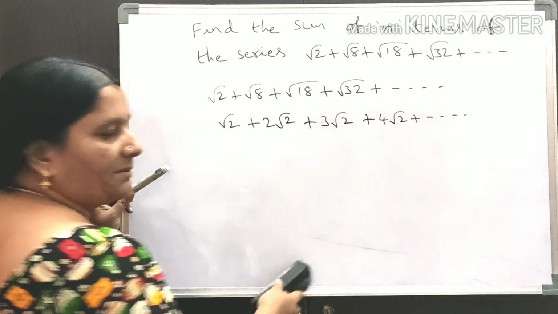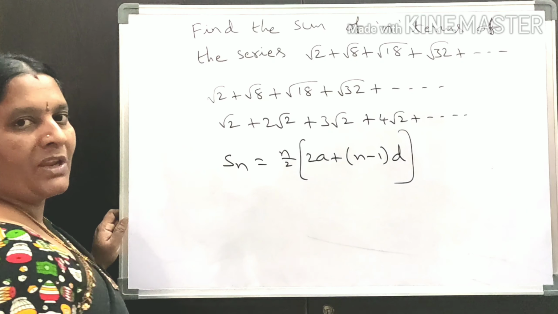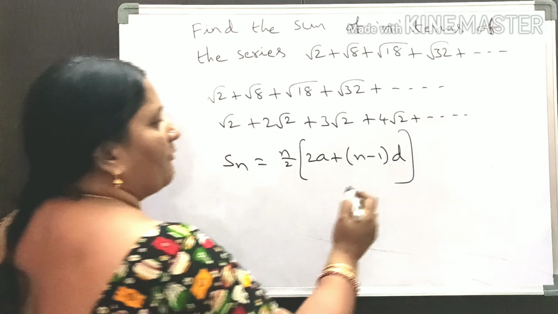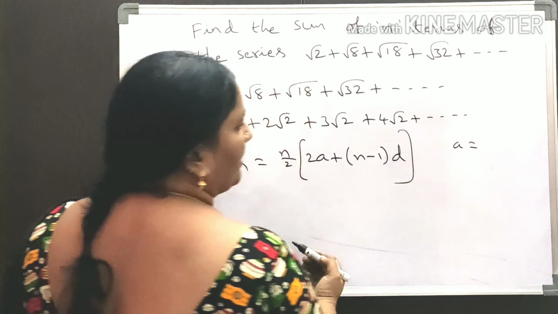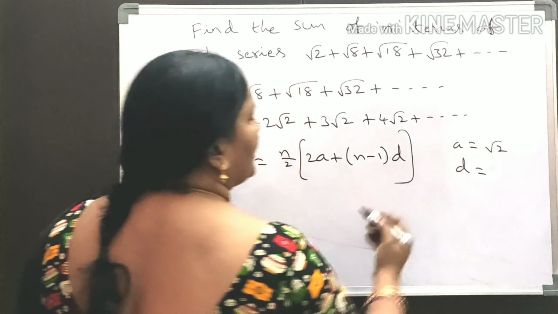Whenever the terms are in arithmetic progression, we have a formula for finding the sum of n terms. Sn is equal to n by 2 into (2a plus (n minus 1) into d), the sum of n terms of the arithmetic progression, where a is the first term of the given arithmetic progression, which is root 2, and the common difference is T2 minus T1, 2 root 2 minus root 2, which is equal to root 2. Then apply this formula for finding Sn.